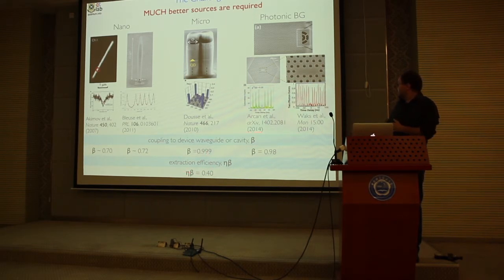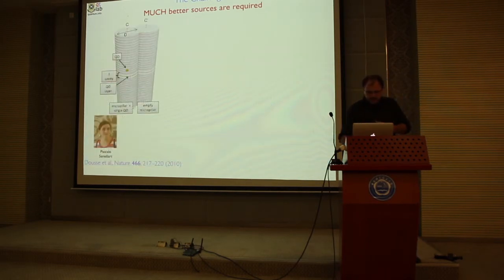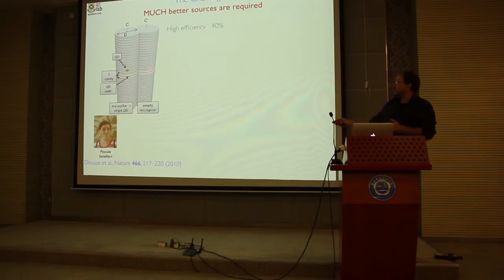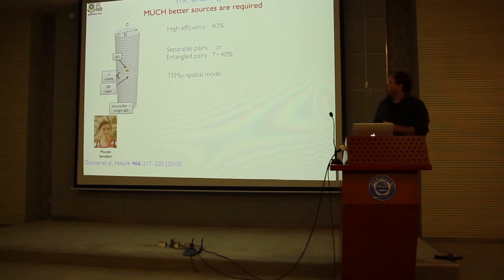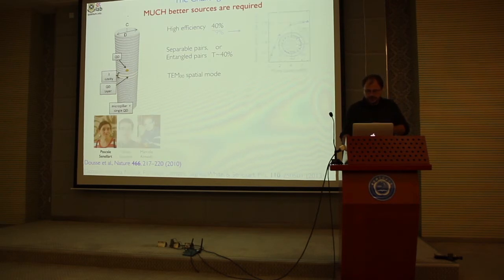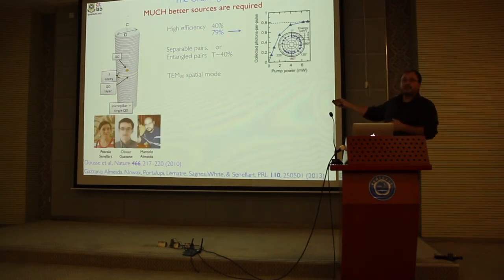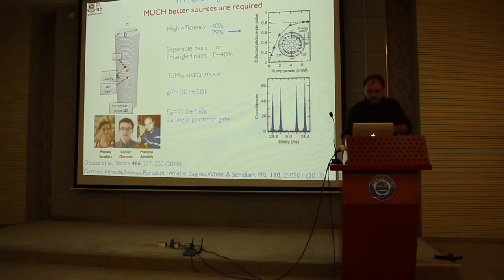And up until recently, kind of the best number for that was 0.4, which was in this paper here by Pascal Sellant. They had a double cavity making pairs of entangled photons from a single quantum dot. They were about 40% entangled. They're in higher order spatial modes. We went to Pascal and said, if we knock off a cavity, can we collaborate and use one as a single photon source? The efficiency of that, the eta times beta, was nearly 80%, so that's quite high. And we used it in a paper where we showed in 2013 that we could entangle them in a linear optic gate, so it was reasonably good indistinguishability.